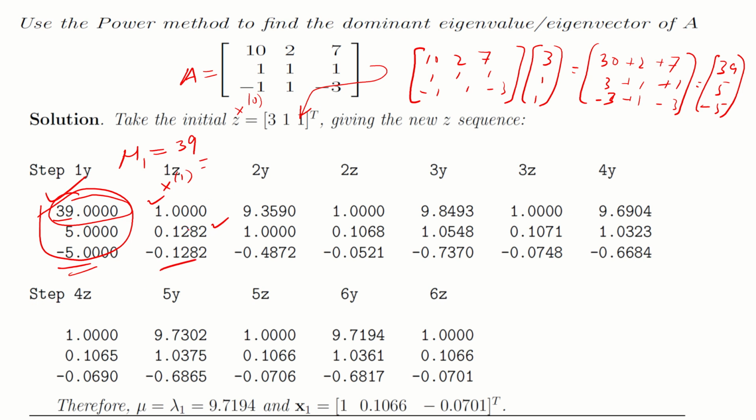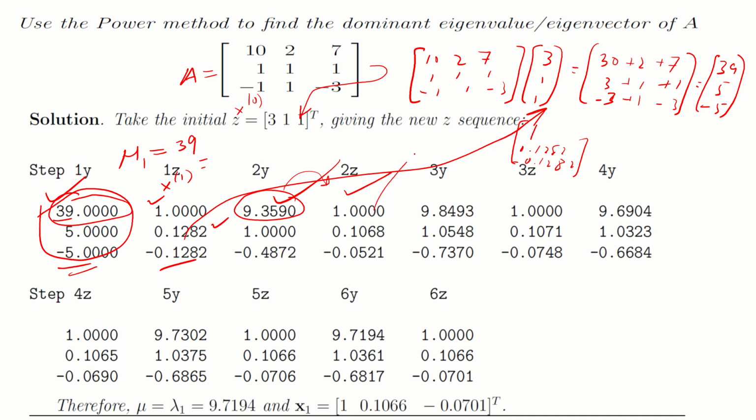Next time we will be just replacing this vector with this one. That will be replaced here: 1.1282, minus 0.1282, and multiplying them together to get this vector, picking the numerically largest value, normalizing this vector to get this one, next time multiplying this vector with the matrix, and so on. Once we have concluded, this is the sixth iteration.